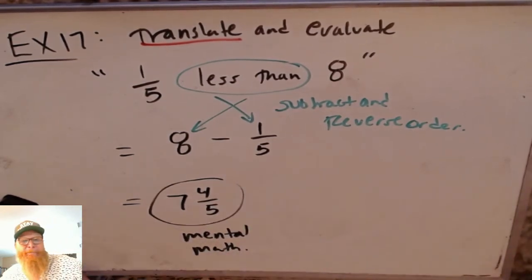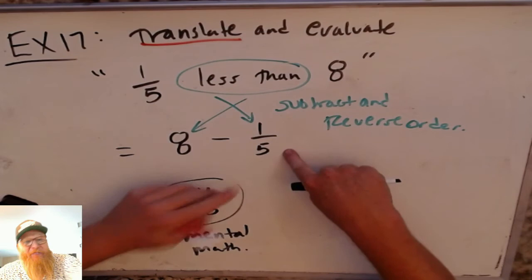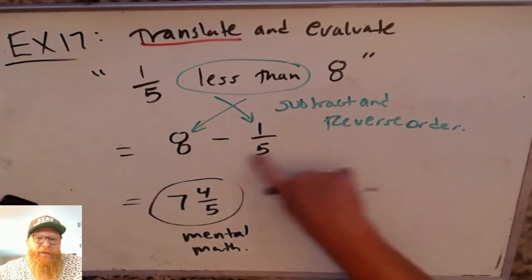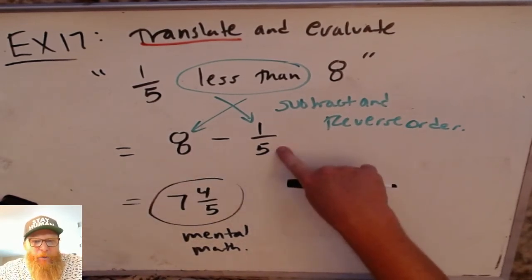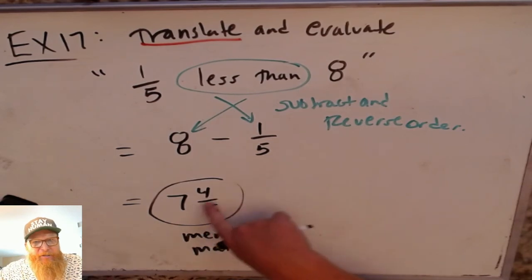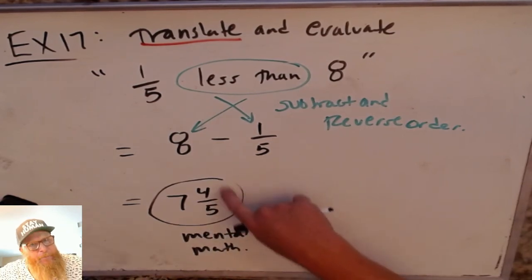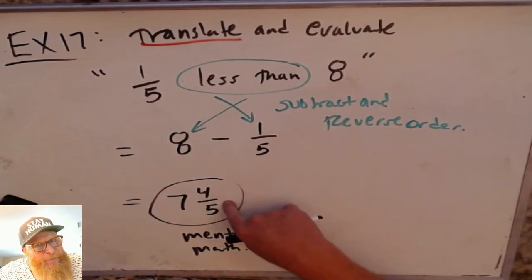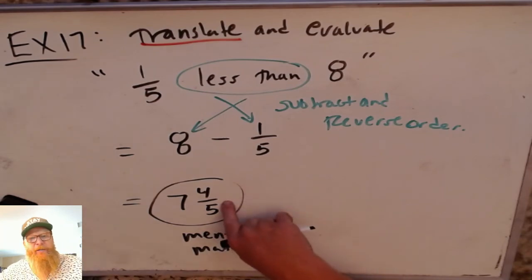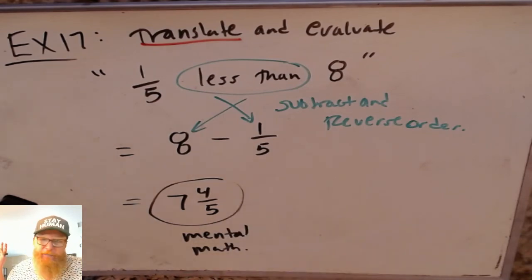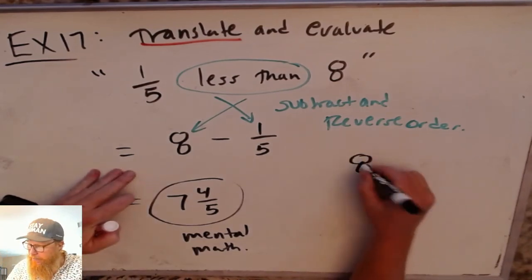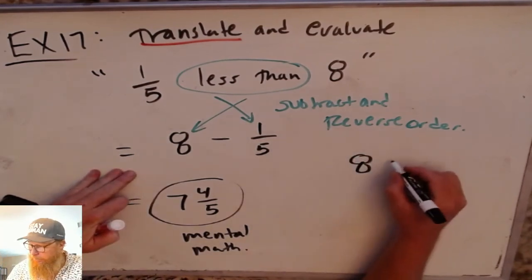Suppose you deal with money all the time. Suppose you already know how to deal with stuff like that, right? 1/5 is 20 cents. So if you have $8 and you take away 20 cents, well, you're left with $7.80. 4/5 is the same as 80 cents. Now, I'm not assuming that everybody's going to be an expert in mental math. So if you can't do it mentally, then you're going to do the stack way.